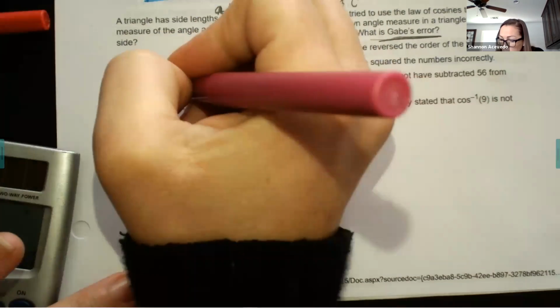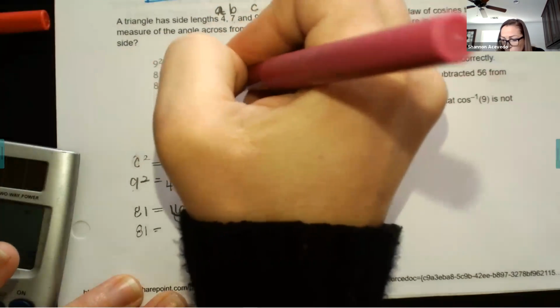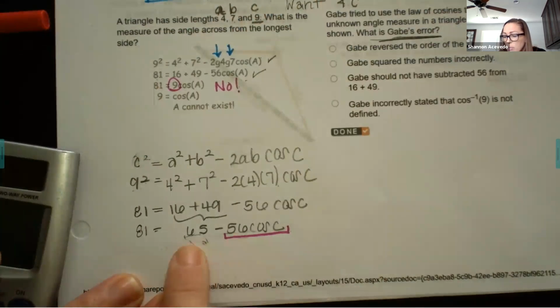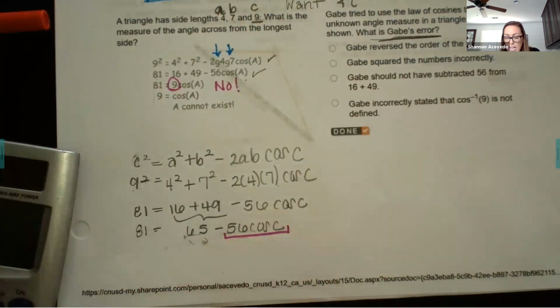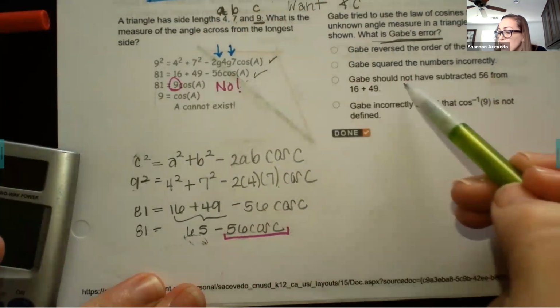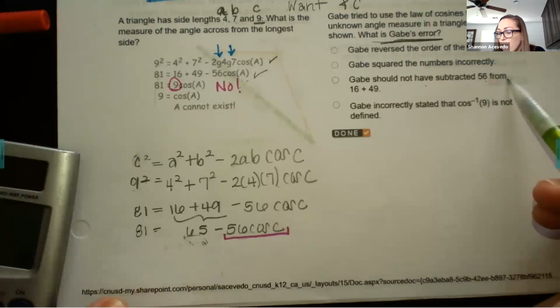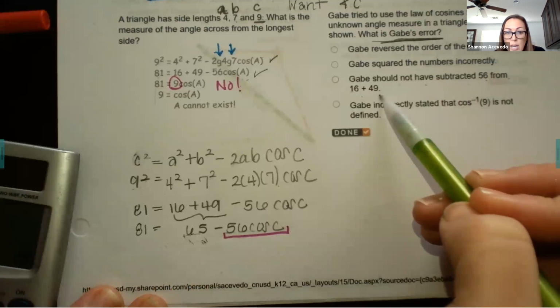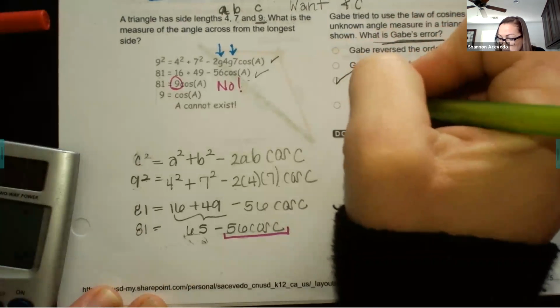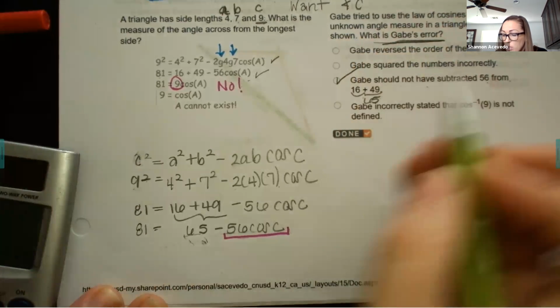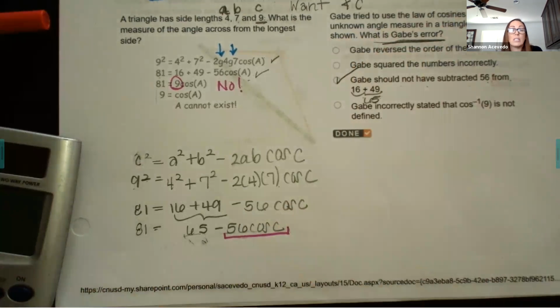So this piece right here, this 9 is wrong. They cannot do that. They went ahead and just subtracted those values, but you cannot do that because that 56 is attached to that cosine. So it says over here, Gabe should not have subtracted 56 from your 16 plus your 49, which is true. He should not have subtracted this was your 65. He should not have subtracted this 56 from here because it's 56 times that cosine of C, which we don't even know. So be careful about that.